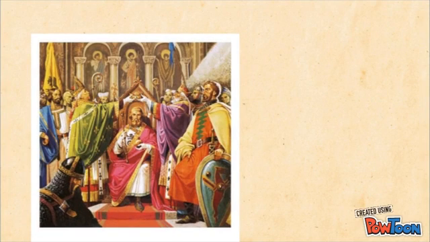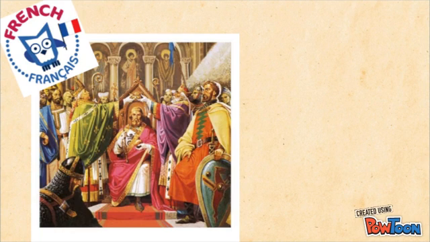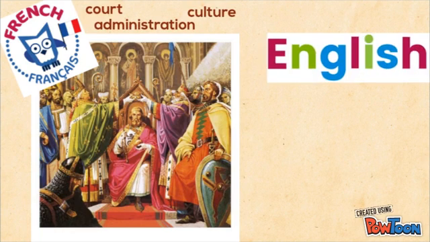William the Conqueror became king. He brought his French nobles to be part of the new government. Therefore, French became the language of the court, the administration, and culture. The English language, however, was considered to be vulgar and the language of the lower classes.